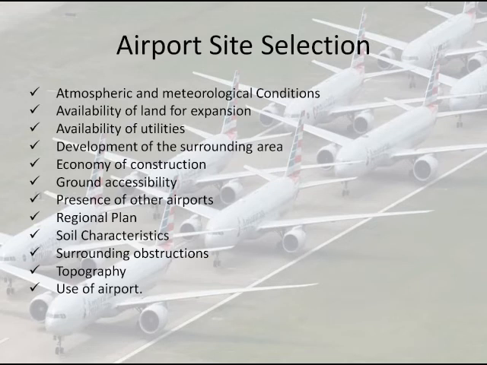Now, next, our seventh point is the presence of other airports. The airports should be located at a sufficient distance apart. This is necessary to prevent the aircraft which are maneuvering for a landing at one airport from interfering with the movement of the aircraft at the other airports. The minimum distance between the adjacent airports will depend upon the volume and type of air traffic, operating facilities, etc.